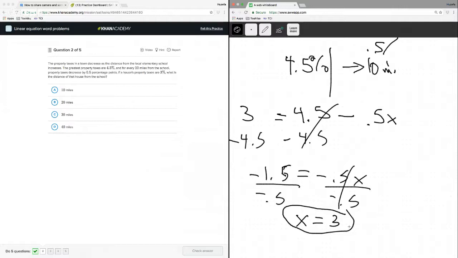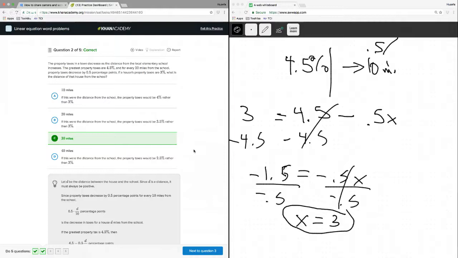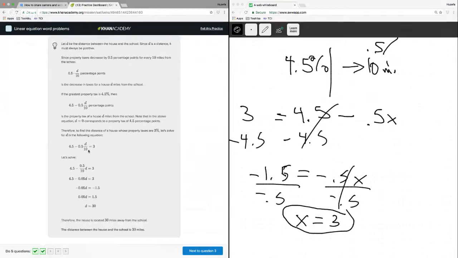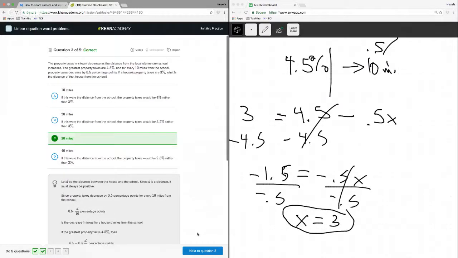But this doesn't mean 3 miles. Again, this represents a set of 10 miles. So if we got x equals 3, it means that it is 30 miles from the school. I hope that makes sense. I could have modified it. You see what they've done, they actually divided it by 10. They threw that in the equation. Well, the way that I did it, I just recognized that each one for x represents 10 miles. So it's up to you.